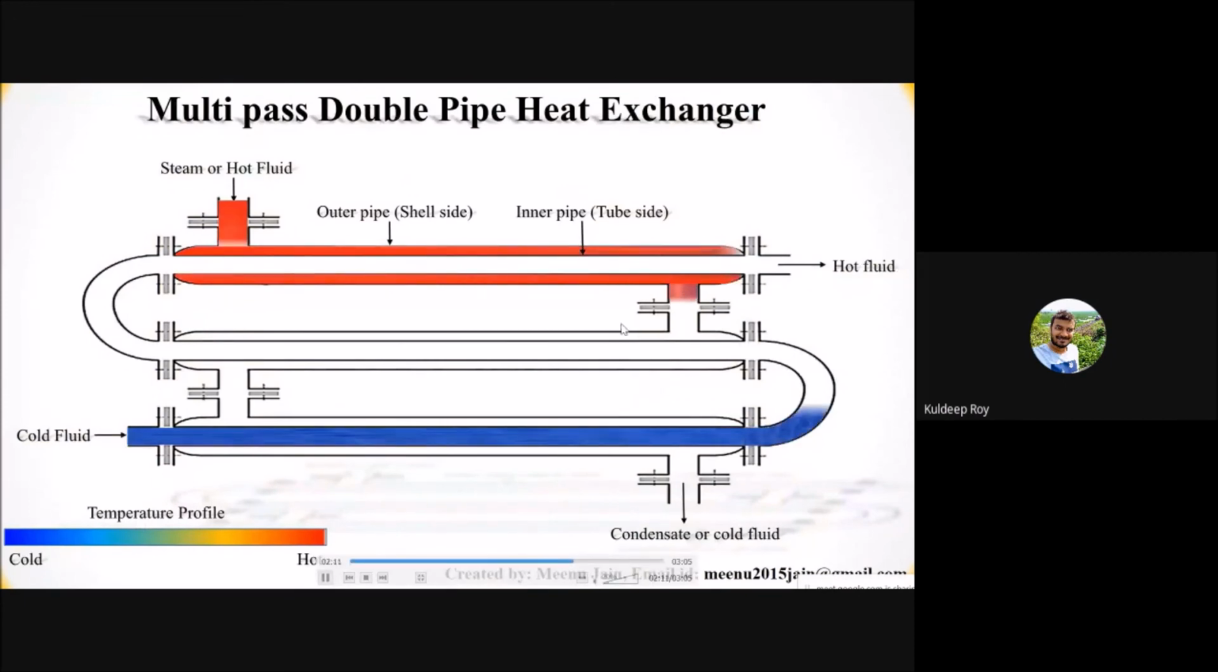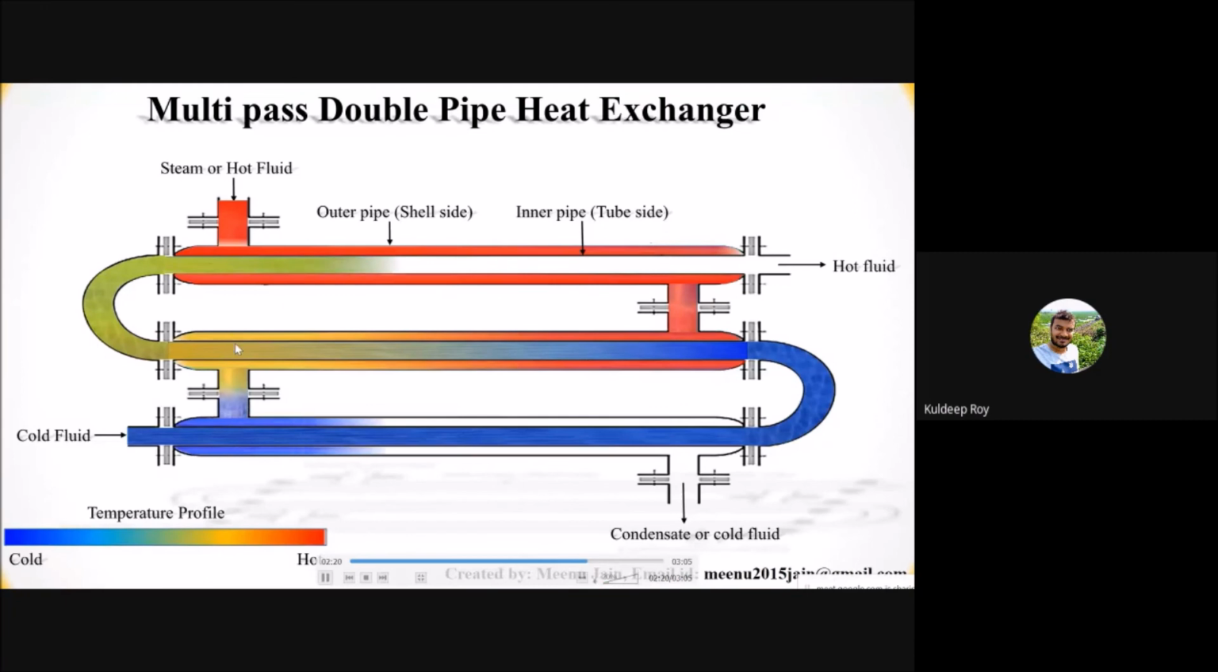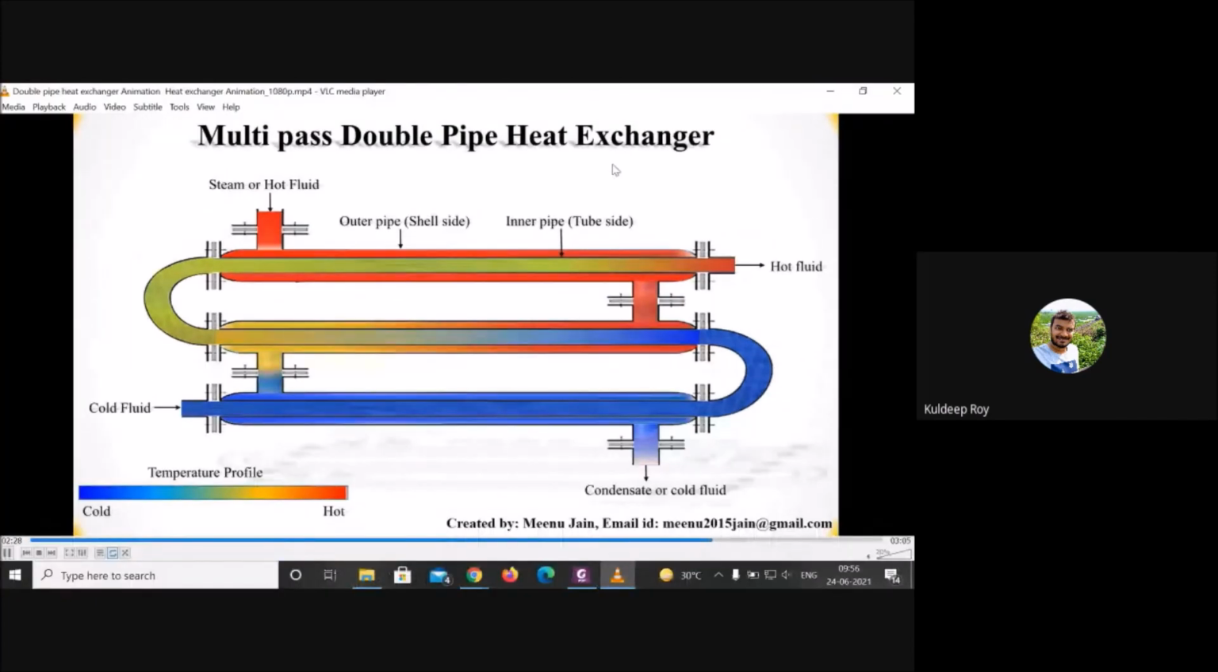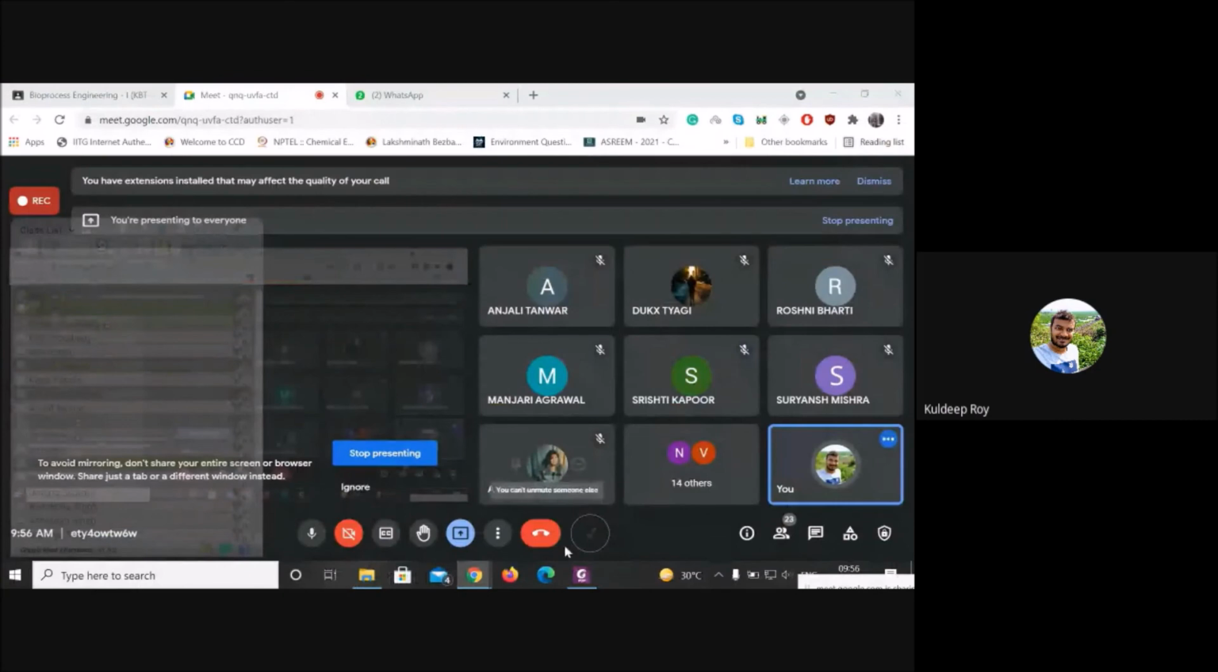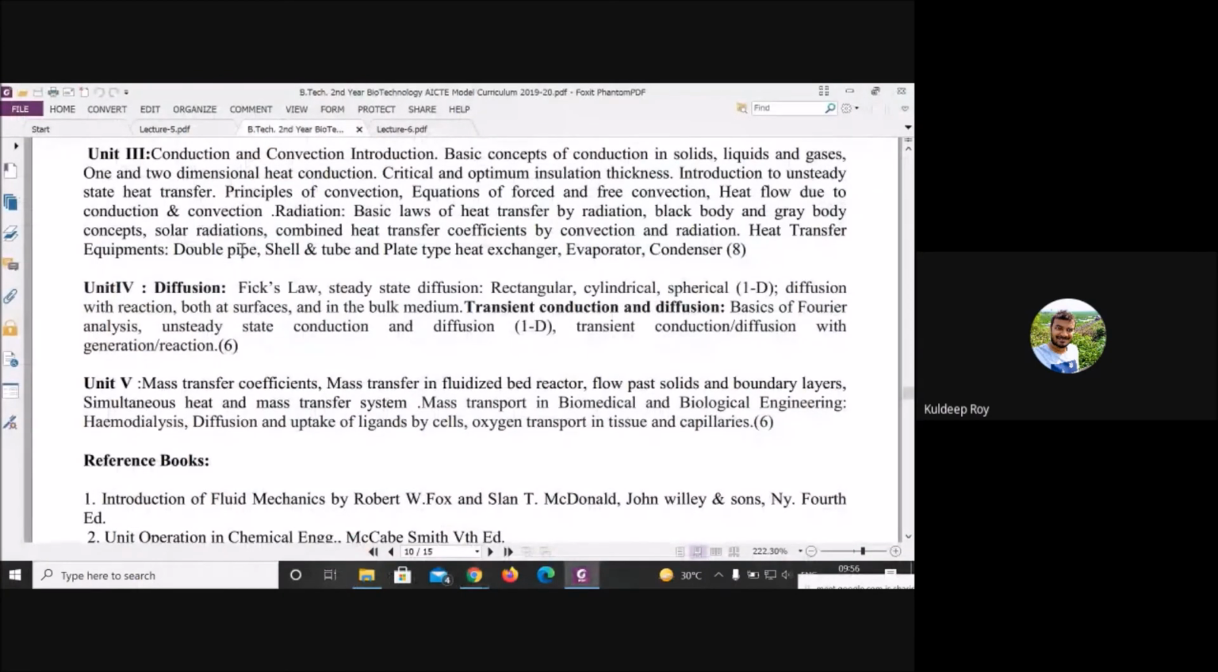Now check how the heat transfer will take place. Now here it will be heat transfer. When it gets first contact, you can see the color is also changing. Then hot fluid will come from here. I think you have seen, correct? These are the two types of heat exchanger which are written in your curriculum.